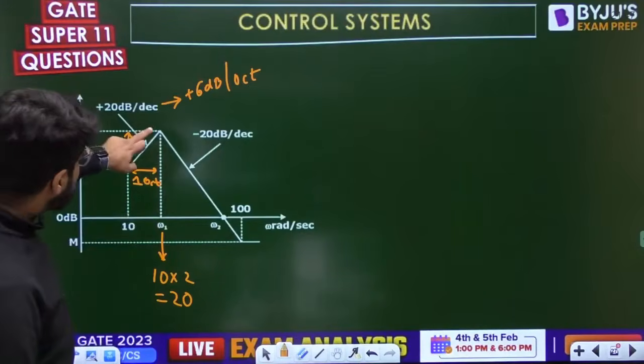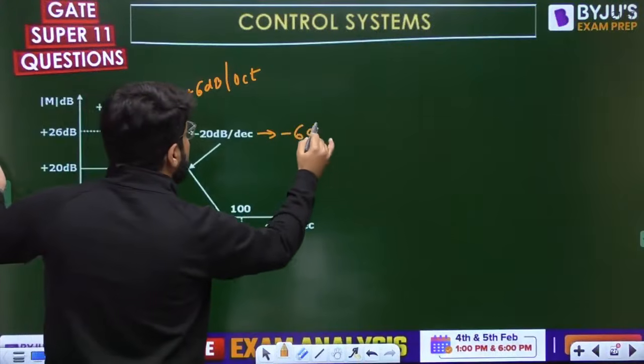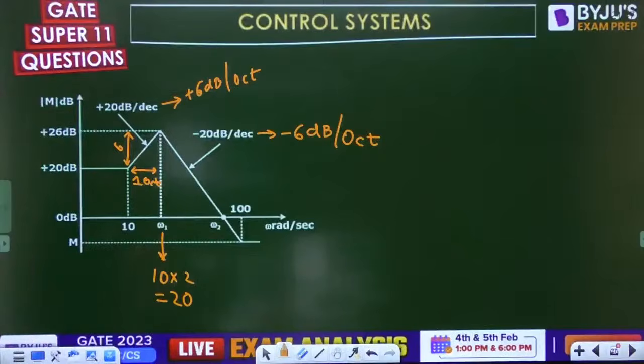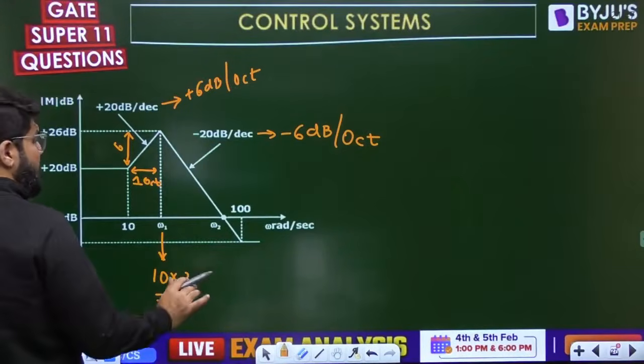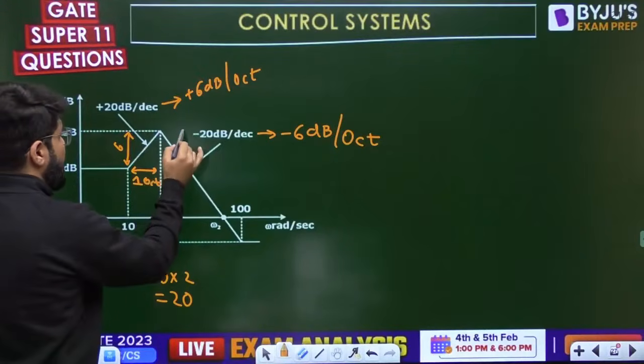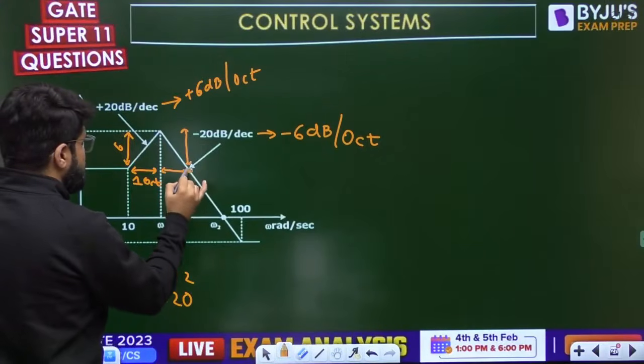Now, the slope of the next line is minus 20 decibel per decade, which can again be written as minus 6 decibel per octave. Now, if I come from 26 to 20, let us split it into two parts. First, let us talk about this portion, this point.